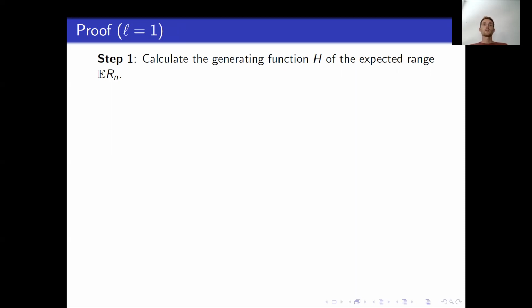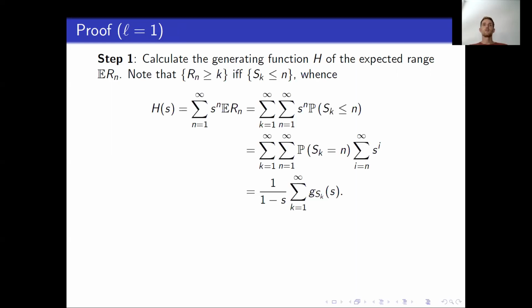So step 1 is we calculate generating functions of the expected range. And we will make use of the defining property of the generalized inverse, namely that Rn is bigger than k if and only if sk is smaller than n. And then we can derive a formula for the generating function of the expected range in terms of the generating function of the times sk. In between here, it's just some reordering of sums.